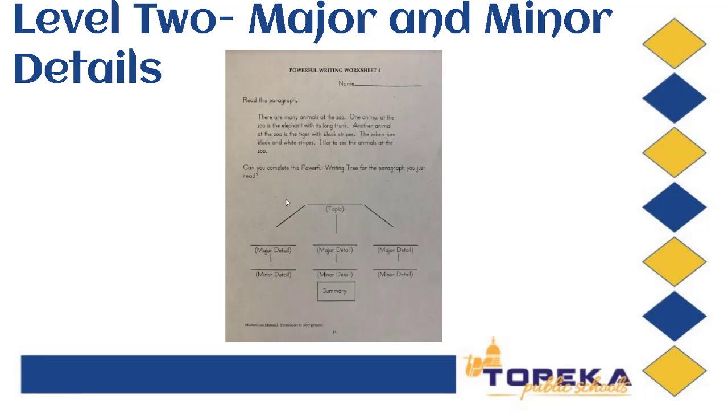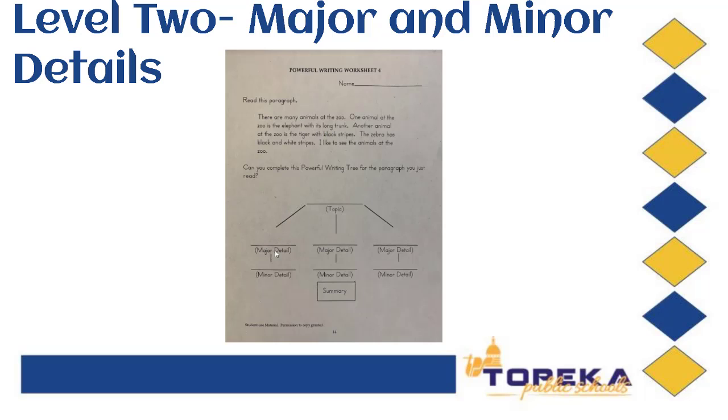And so you'll see here is an example of an assignment that a student could do. So they'll take this paragraph and they'll break it down into the topic, the major details, the minor details, and the summary. There are many animals at the zoo. So I would put zoo animals at the top. One animal at the zoo is an elephant with its long trunk.